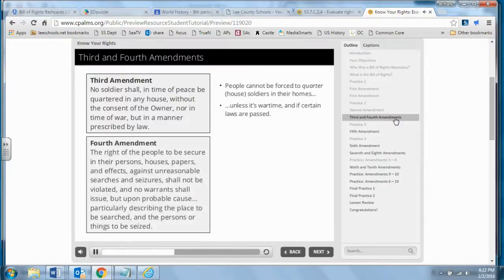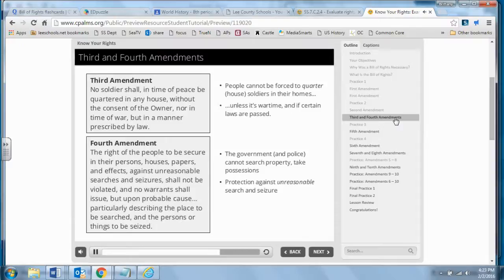The Fourth Amendment says, "The right of the people to be secure in their persons, houses, papers, and effects against unreasonable searches and seizures shall not be violated, and no warrants shall issue, but upon probable cause, particularly describing the place to be searched, and the persons or things to be seized." This important protection says that without a very good reason, the government and its representatives, including the police, cannot search your property and take your possessions. It's a protection against unreasonable search and seizure.